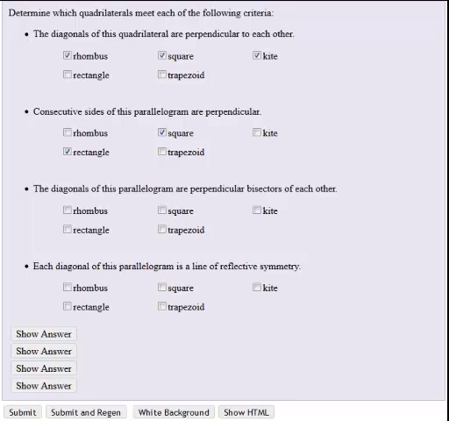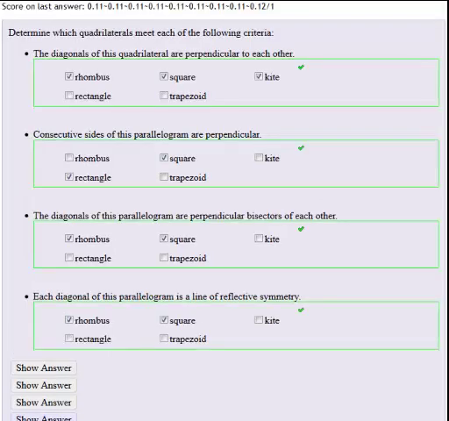The diagonals of this parallelogram are perpendicular bisectors of each other. Again, this time it's specific to parallelograms with perpendicular bisectors, so that's only going to be true for a rhombus and a square. And then finally, each diagonal of this parallelogram is a line of reflective symmetry, so that's true for a rhombus, and a square is also a rhombus, and so it would be true for those. One diagonal of a kite is a line of reflective symmetry, but it's not a parallelogram, so those would be our only solutions.